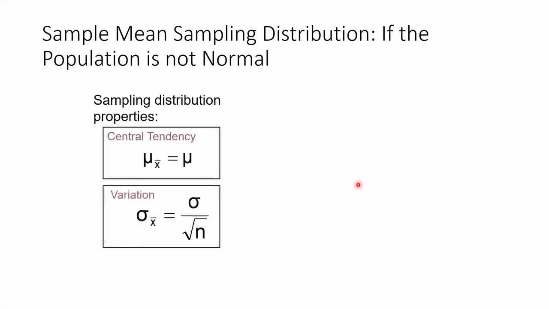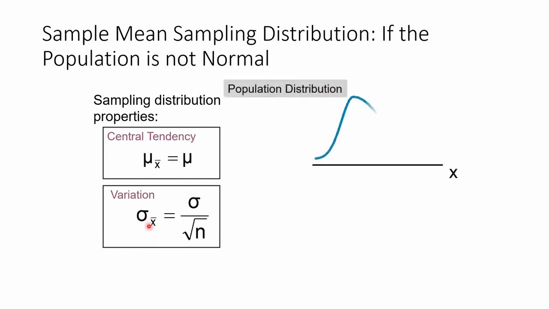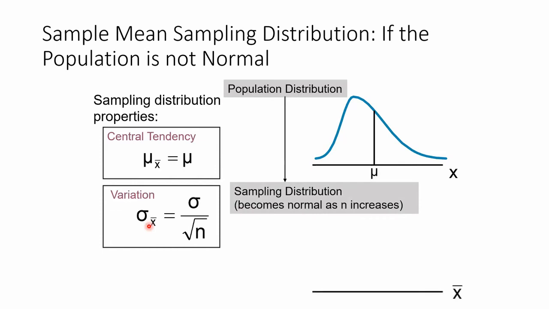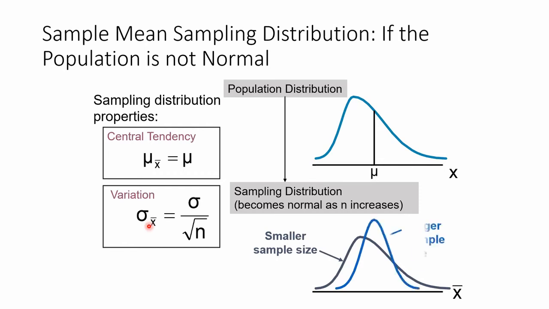You have your central tendency, the mean of the sample mean, equaling your population mean, and your variation as well. So the population distribution is not normally distributed, right? And your sampling distribution, if the sample size is large enough, right? This is an example of a smaller sample size. You would notice that it is not exactly normal, but as your sample size grows bigger, it would become more and more normally distributed, right? That is important.